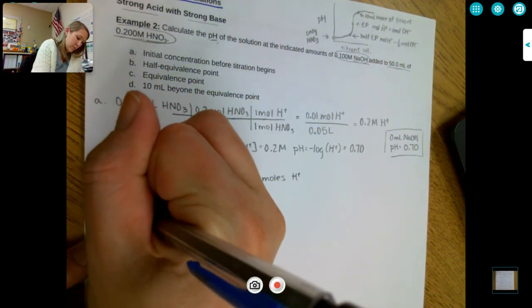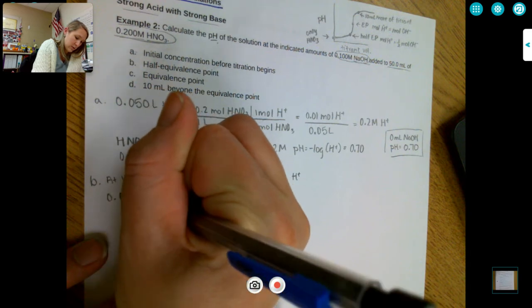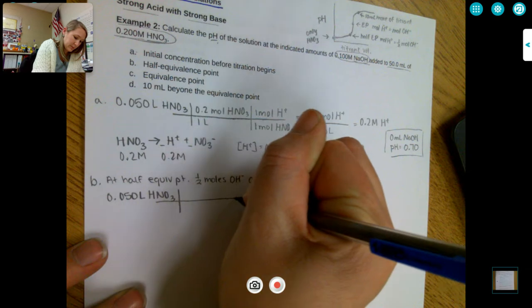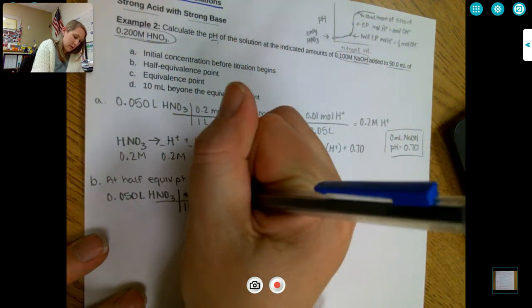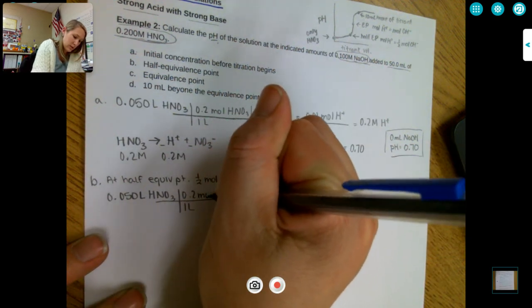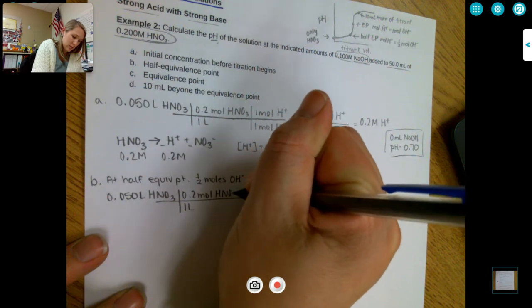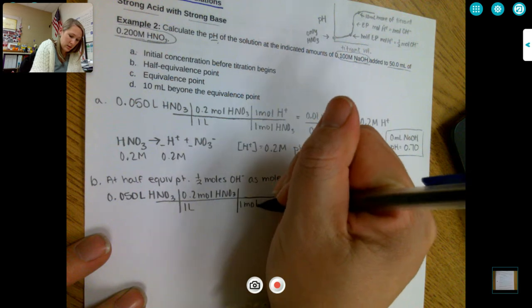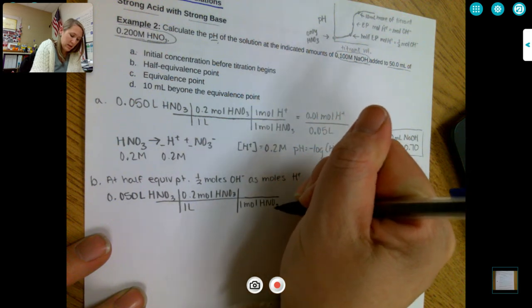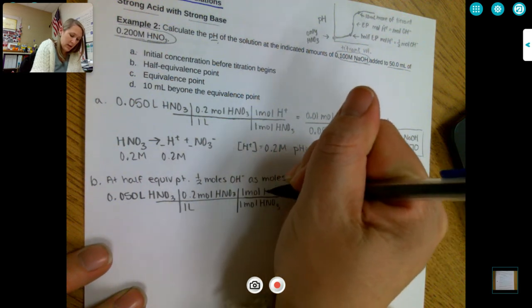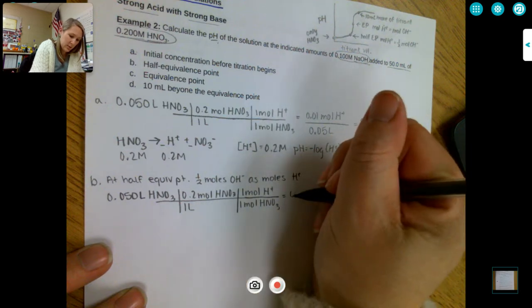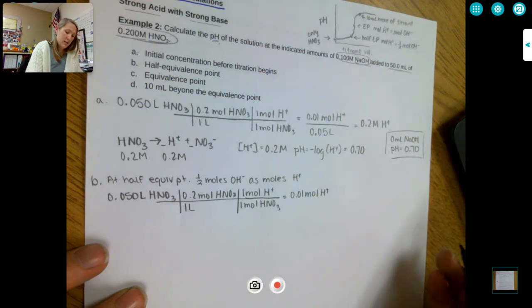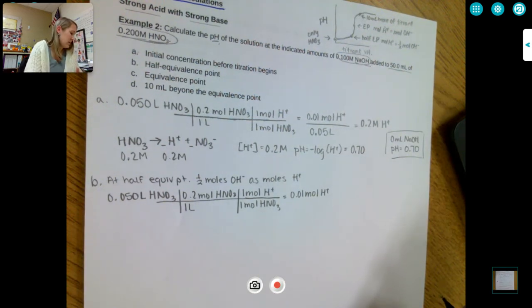So like I said, if we have 0.050 liters of HNO3, for every 1 liter, I have 0.2 moles of HNO3. And for every 1 mole of HNO3, I have 1 mole of hydrogen ions. So I am starting with 0.01 moles of hydrogen ions. So I'm at the half equivalence point.